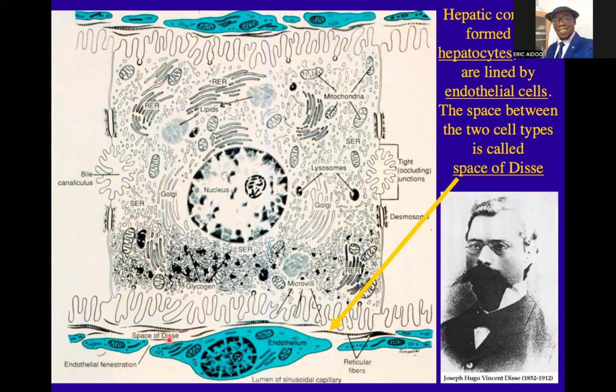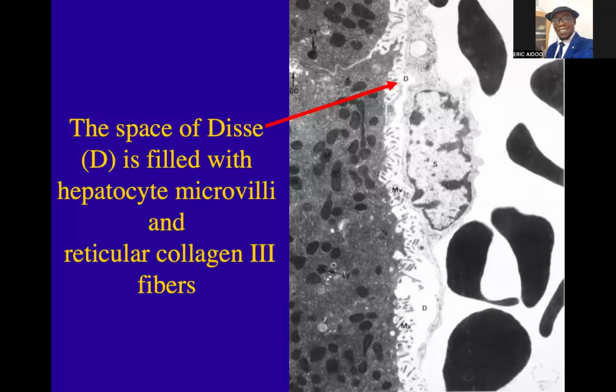Now, when there's infection, the space of Disse is also going to be larger, and the microvilli are going to be shorter. I'll show you some of the pictures from my work on the mice that showed some of these features. So again, that is the space of Disse with the extensions of the microvilli. This is an electron micrograph, transmission electron microscope. Then you have the endothelial cells. That's a sinusoid within which you have blood cells.